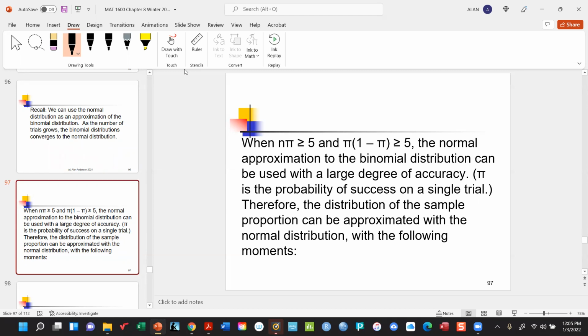If not, the results won't be quite as good, but we can still use the normal distribution. It's just that the quality of the approximation starts to break down if both of these conditions fail to hold. What you're essentially seeing here is that we're looking for a large number of trials and a relatively low probability of success to make the accuracy as high as possible. But assuming those conditions are met, here's what's going to happen.